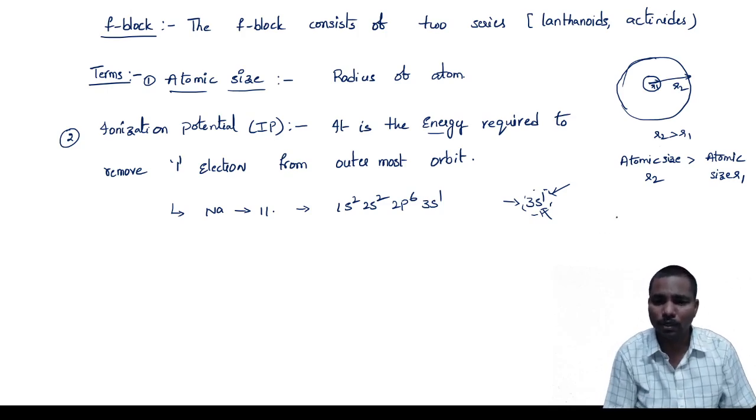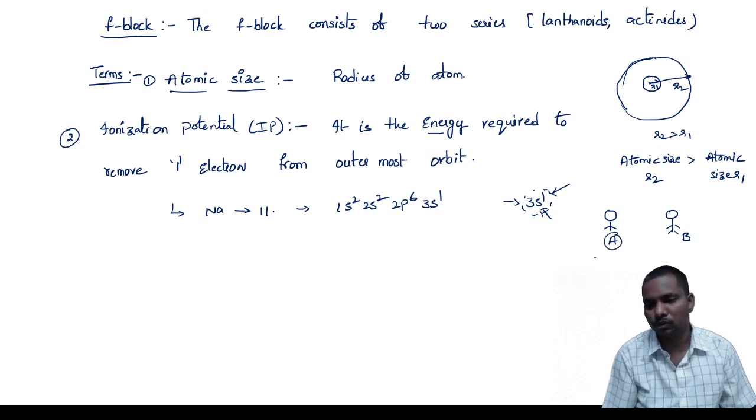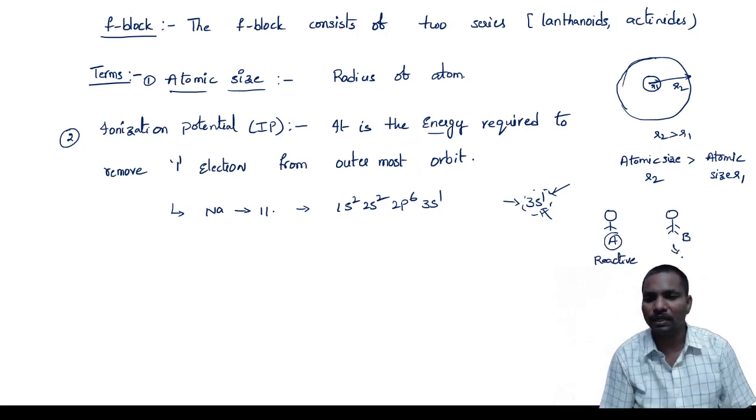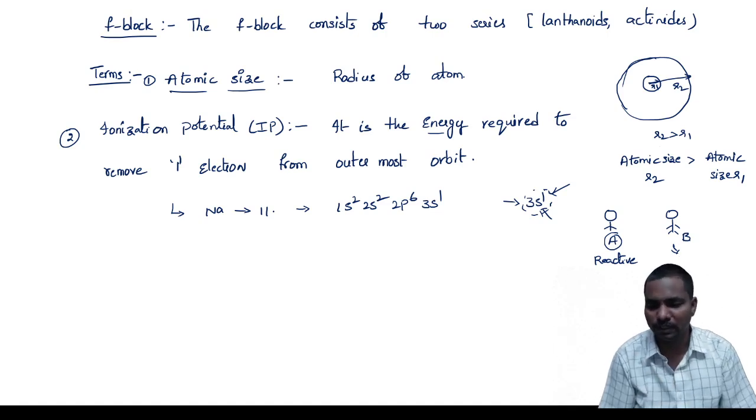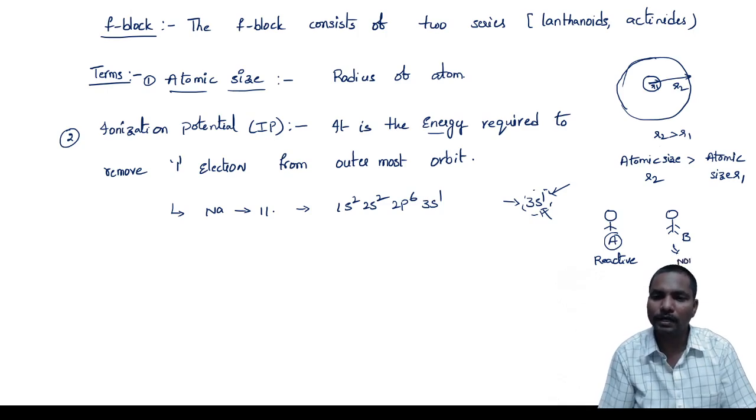For example, let us take one boy A, and another boy B. This person is highly talkative, so highly talkative means highly reactive. Here, this person is not at all talking with any friends. He doesn't have any friends. He doesn't want to talk with others also. Non-reactive.